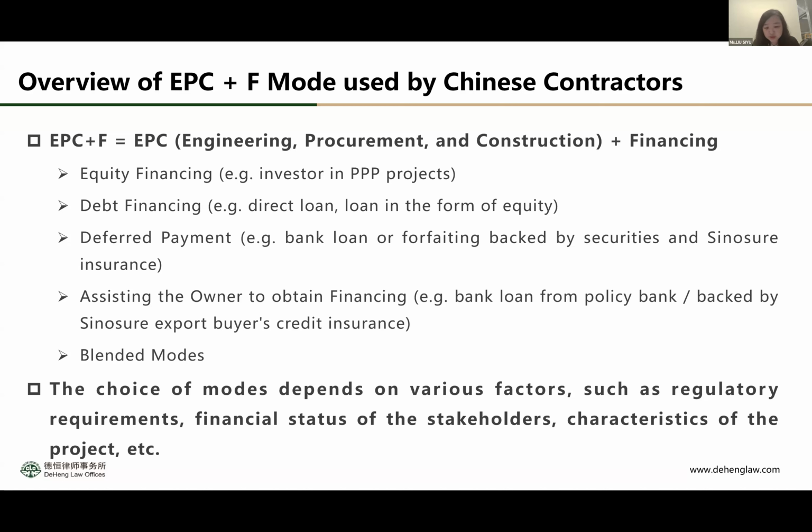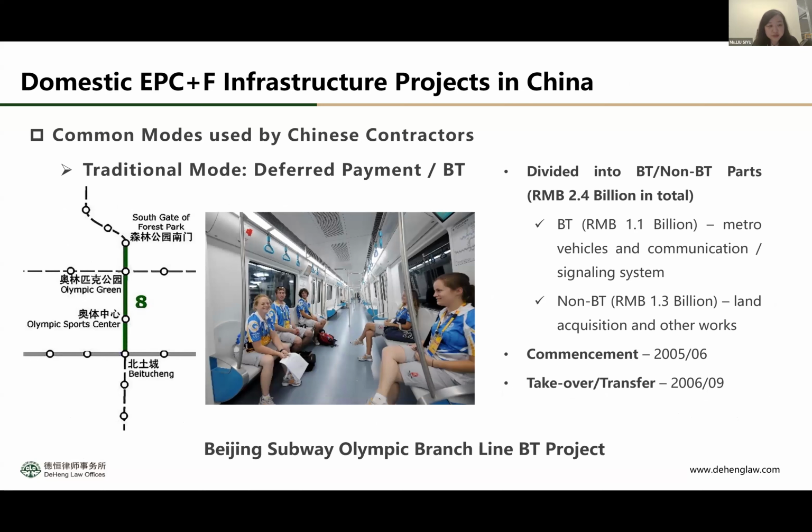I think the choice of modes depends on various factors, such as the regulation requirements, the financial standards of the stakeholders, including the owners and contractors, and the characteristics of the project. First of all, I would have an introduction of the domestic EPC+F infrastructure projects in China. We will see a trend of transition of different modes.